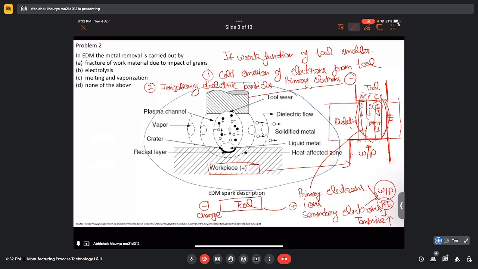So these primary and secondary electrons are highly accelerated. Sometimes, if we apply a sufficient electric field, their velocity can reach near the velocity of light. So they carry that much high kinetic energy, and when they collide with the workpiece, they raise its temperature so much that vaporization and melting of the workpiece material takes place.